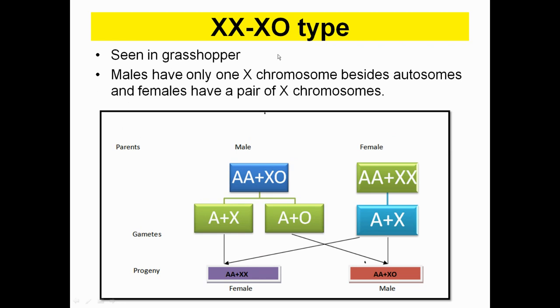Now comes the XX-XO type of sex determination. This is prevalent in the grasshopper. Here you can see along with the autosomes, there is XO. This O is not a type of chromosome. There will be no other homologous chromosome. Okay, so there will be no chromosome which can pair with the X. So some of the gametes will not have any sex chromosome. This type of mechanism is referred to as XO or X-nil type of sex determination.